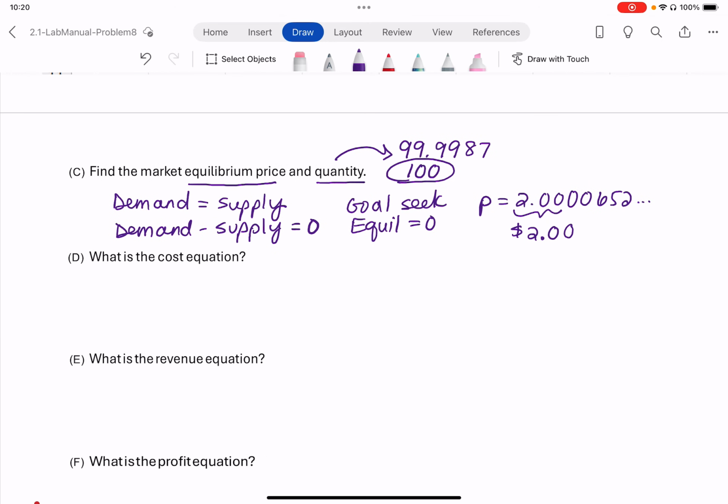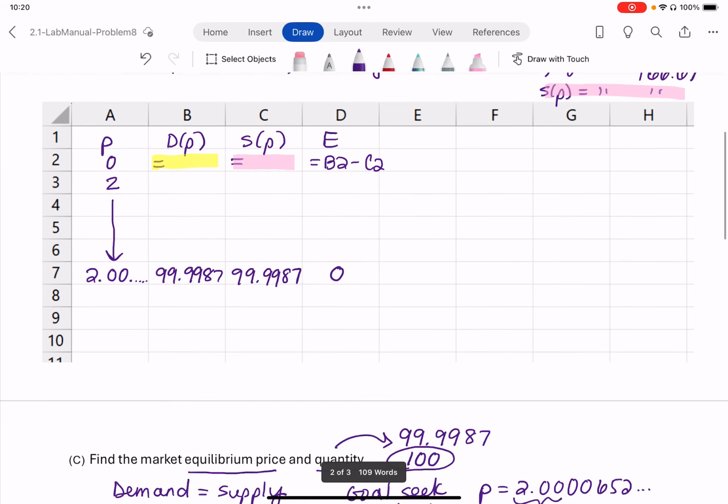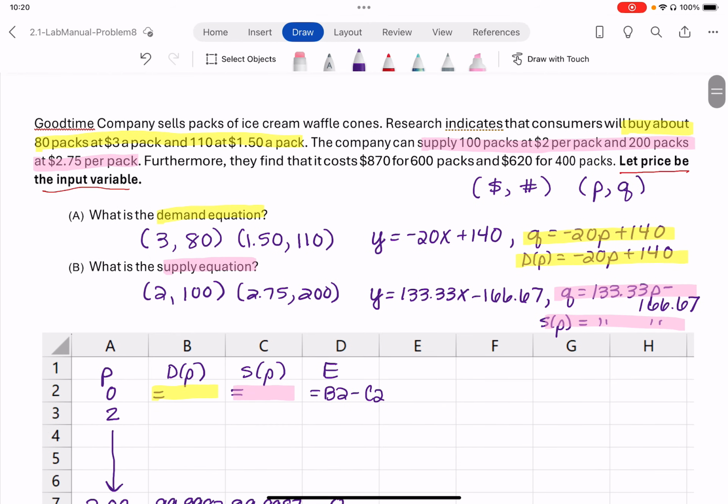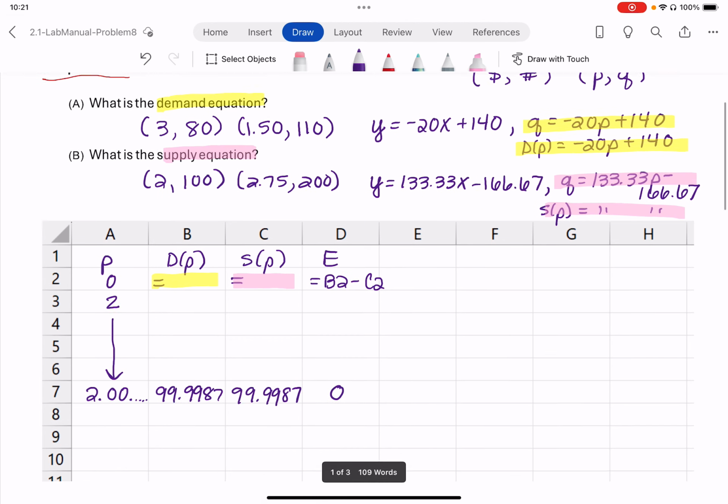All right. So what is the cost equation? Now, this is where I feel like the problem gets pretty tricky. The way we set up our cost is, right, our cost is going to be dollars. That's how we think about cost in terms of money. When they give you the information, they're actually setting it up with the variables differently. It's talking about it costs $870 for 600 packs and $620 for 400 packs.